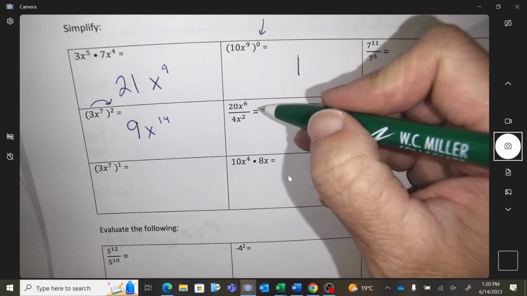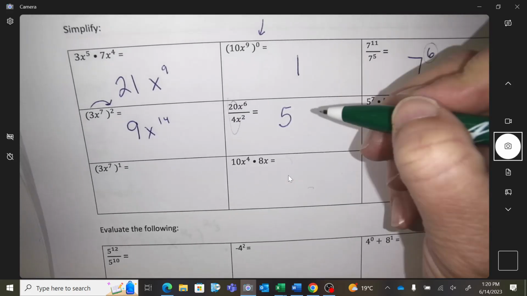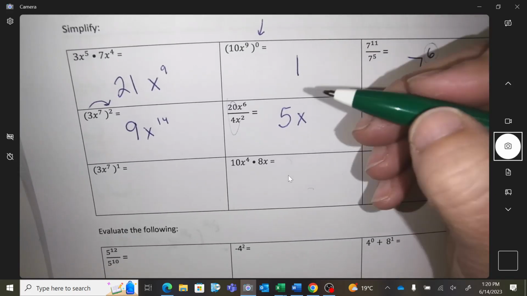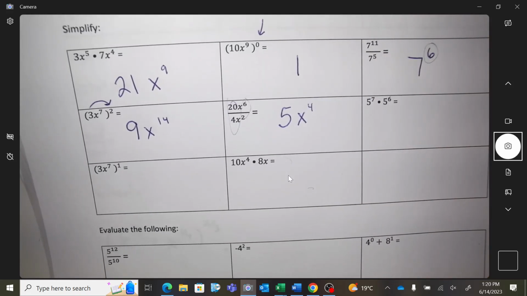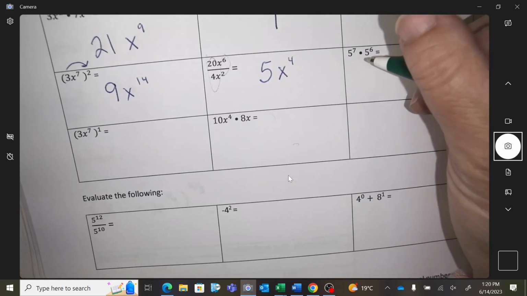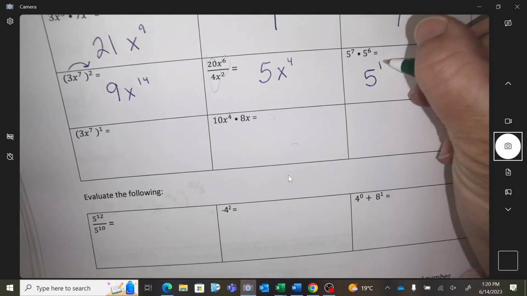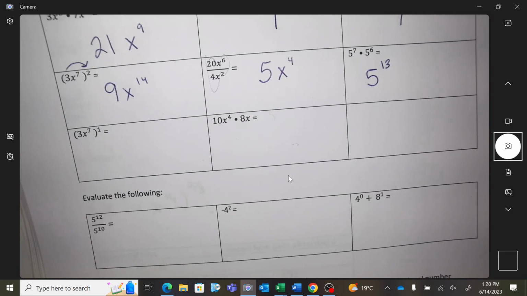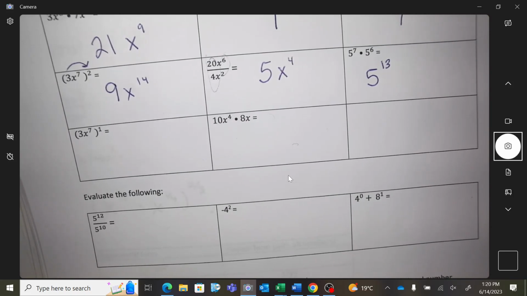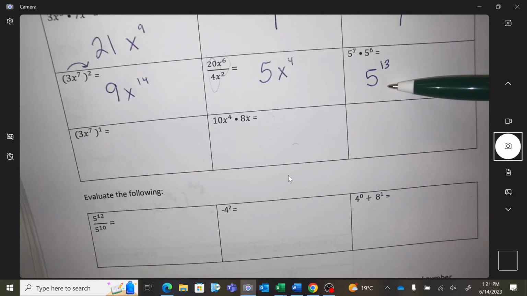Okay, this one is 20 divided by 4, 5. X to a subtract. This one, the base is 5. So understand the difference between the words coefficient and base. And the exponent is 13. What am I looking at? This one? The base is 5. The base is 5.